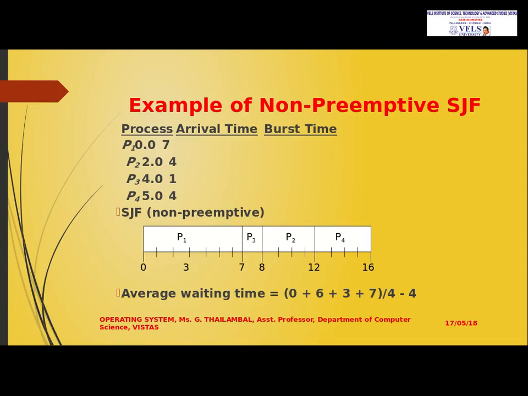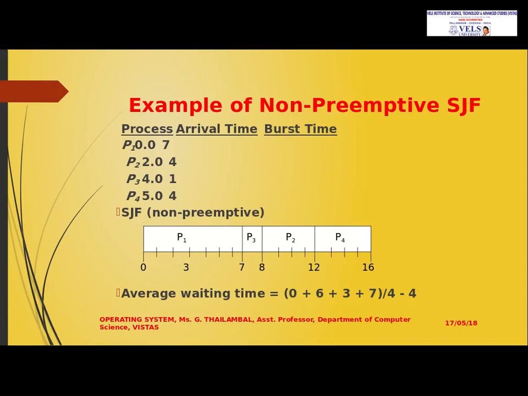And the waiting time of P3: it waited till 7, but it arrives only by the 4th millisecond. So 7 minus 4, it has waited 3 milliseconds. So we are taking 3. For P4, it waited till 12 milliseconds according to the Gantt chart, but it arrives only by the 5th millisecond. So it didn't wait for the previous milliseconds, so we should not count that. We are subtracting that 5th millisecond. So 12 minus 5 is 7.